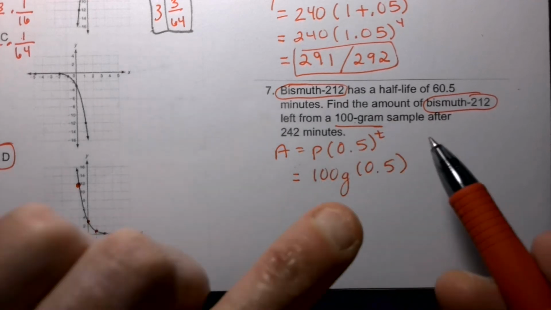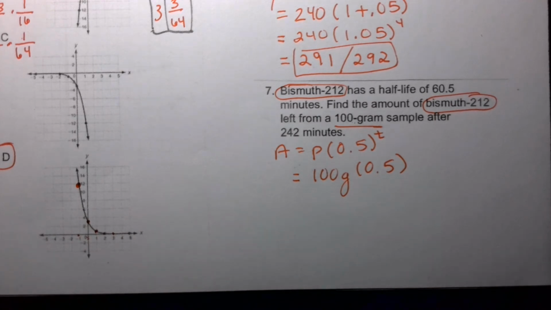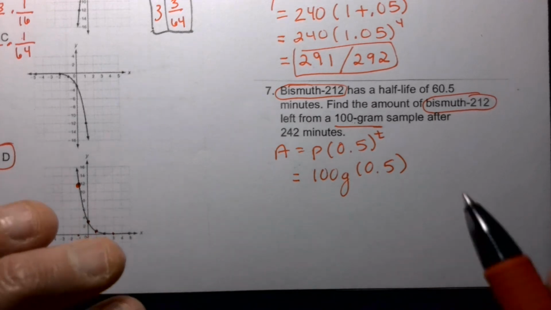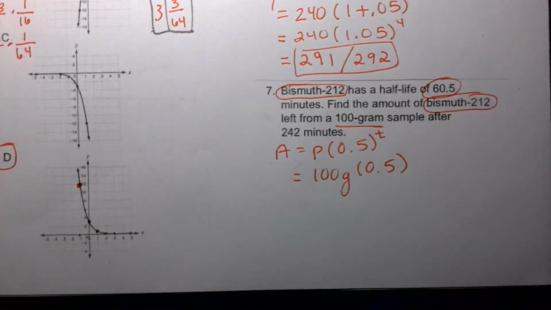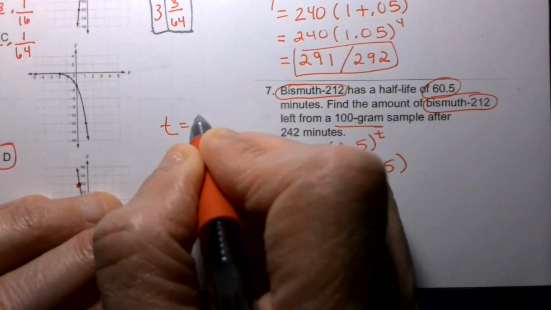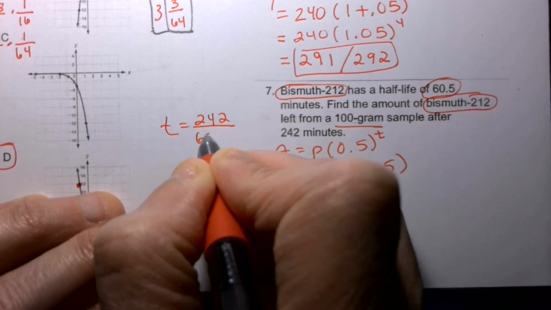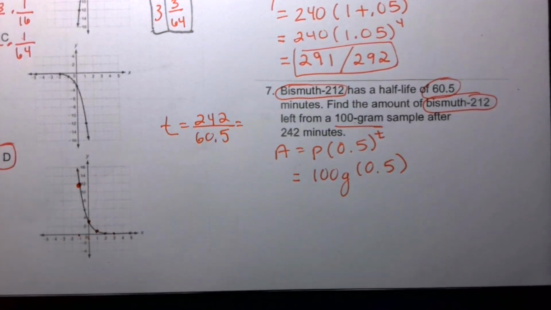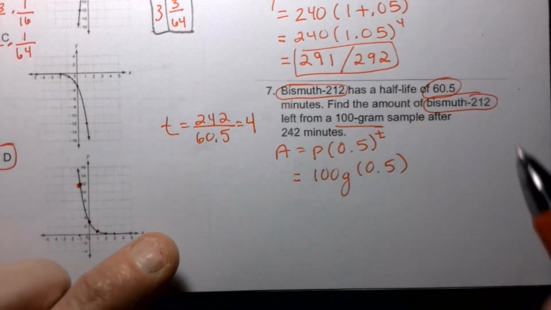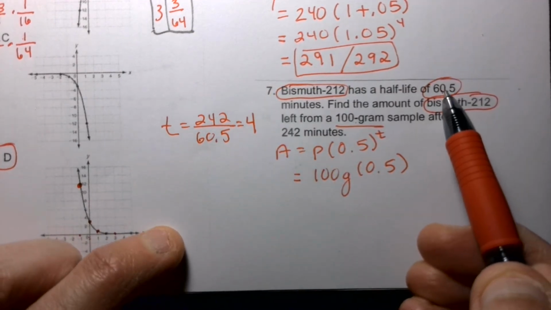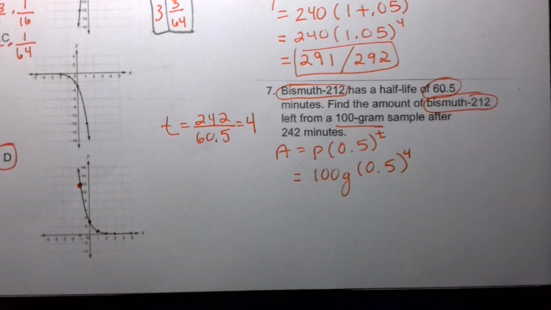So the T is the number of half-lives that occurred. Well, every 60.5, that's one half-life. So you have to take your minutes and divide by how much one half-life is. And what you're going to find out is that is 4 half-lives. We have 4 sets of these. And that is the T.